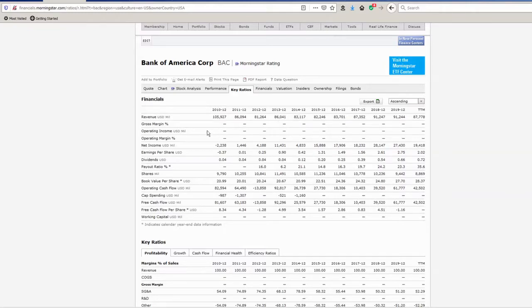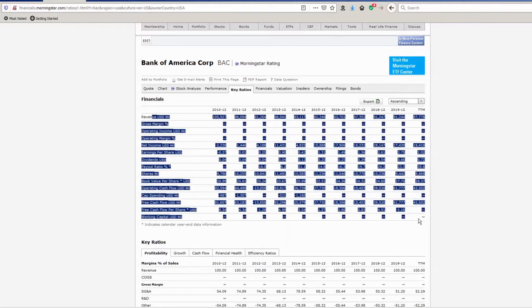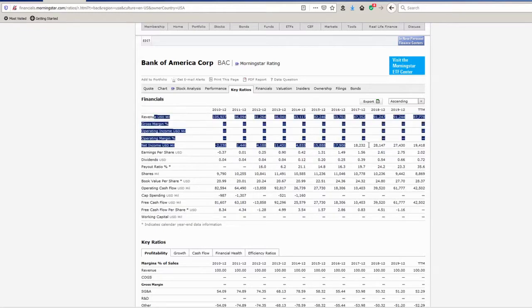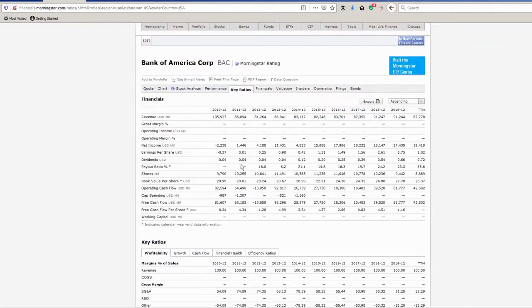Then you'll quite like this because you've got your key financials at the top here. Revenue down to income, earnings per share, dividends and payout ratios, all absolutely key info. Book value per share, operating to free cash flow per share. So this has absolutely got the long-term view of all these key metrics.